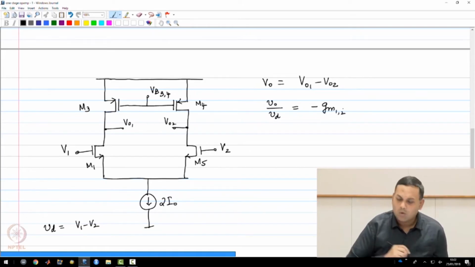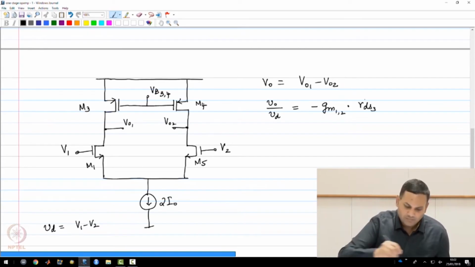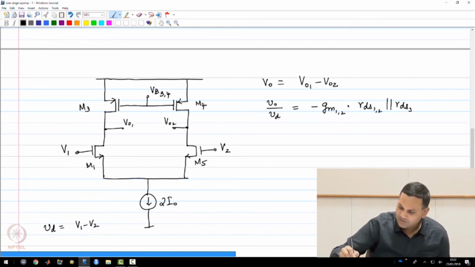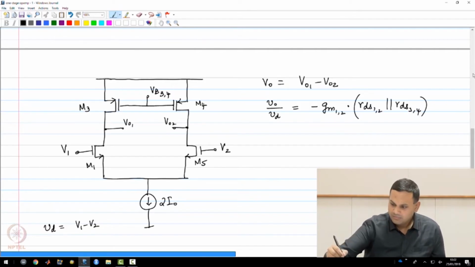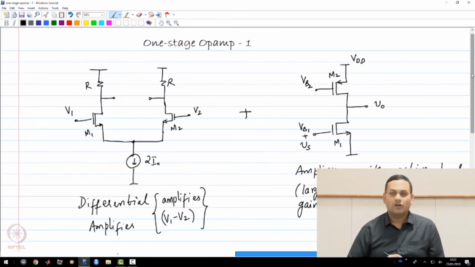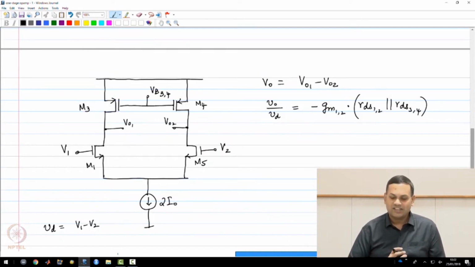the gain of this circuit is minus gm of 1 and 2 times rds of 1 and 2 in parallel with rds of 3 and 4. So this gain is the same as that for the common source amplifier with active load. But the advantage is that this circuit will also reject the common mode at the input.